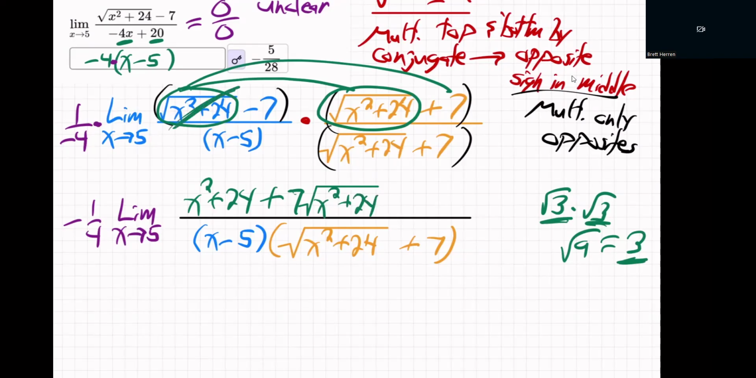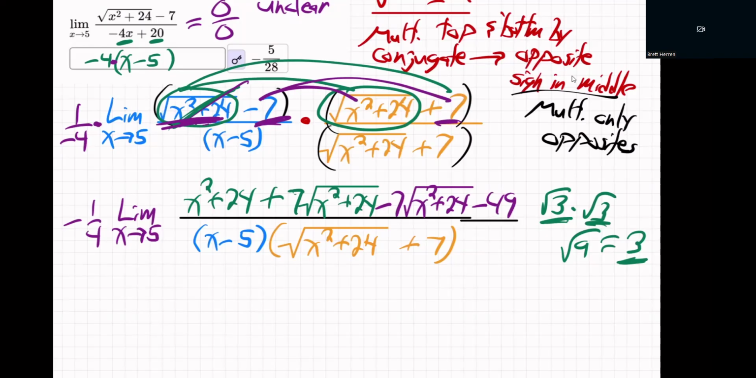Okay, now he's done. Now it's the other guy's turn. This guy's going to go to both, right? They take turns. First to both, he's done. Second to both. That'll be minus 7 root of x squared plus 24. Then minus 7 times plus 7, minus 49.